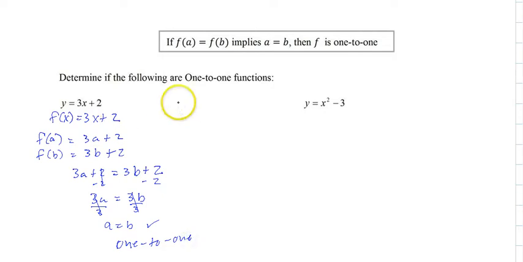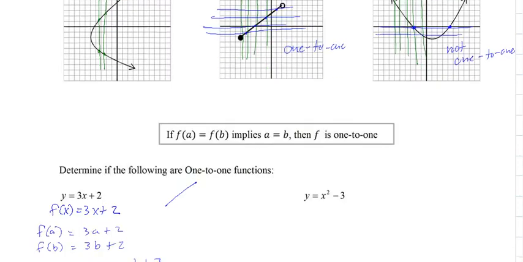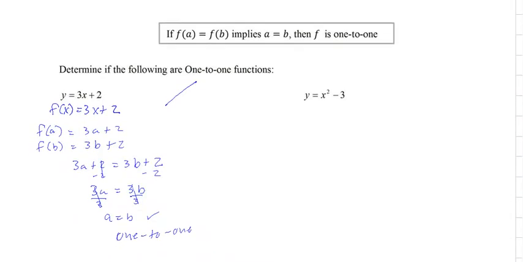This is a linear equation, so it looks like this. It's just like this one, so it passes our vertical and our horizontal line tests, which means it's one-to-one. So what this is saying is the only way for the y's to be equal, these two right here, is if the x's are equal. And the only way for the x's to be equal is if the y's are equal. It's one-to-one. Alright, so let's look at one that's not.